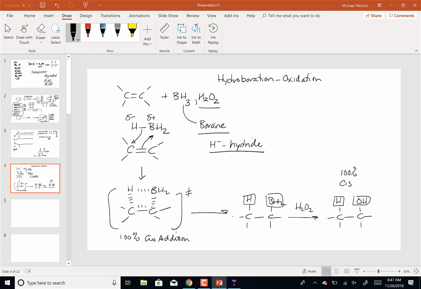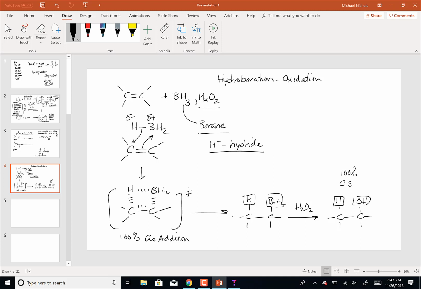So the hydroboration is the addition of the borane, and then the second reaction is the oxidation with hydrogen peroxide. So ultimately, with hydroboration oxidation, what am I adding? I'm adding an H and an OH, 100% cis.